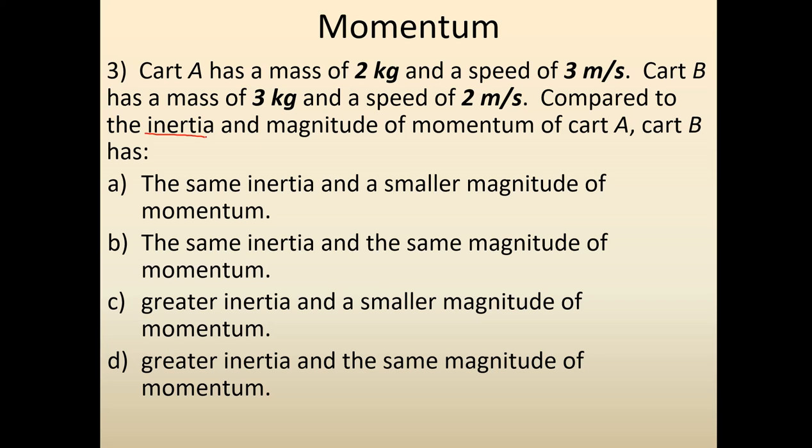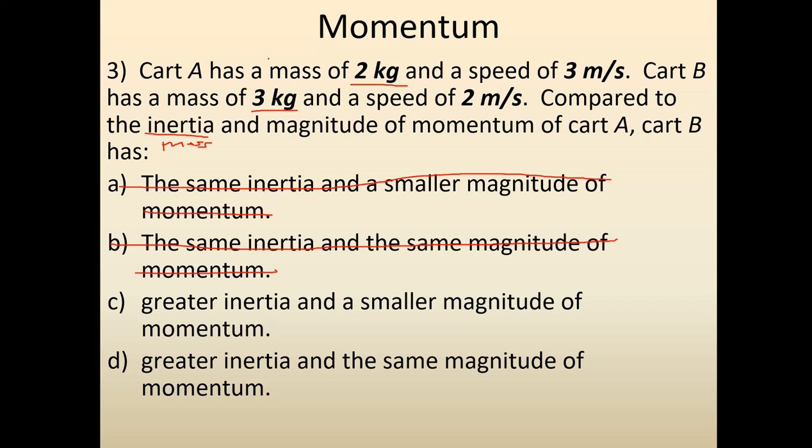Now, inertia, if you remember, is mass. So cart A has a mass of 2, cart B has a mass of 3. So that means cart B has the greater inertia. So what we're going to say is we're going to cross out choice A and choice B because they say that they have the same inertia.